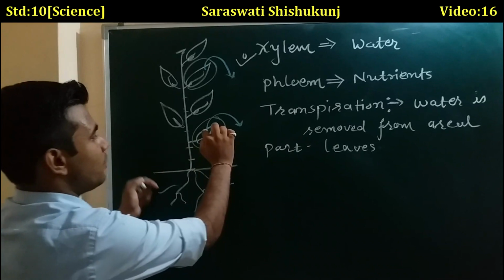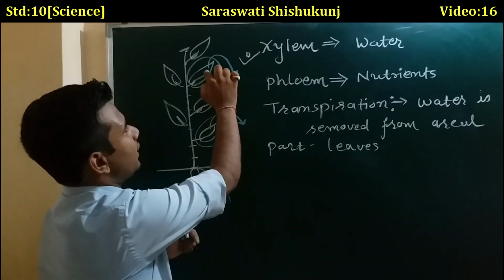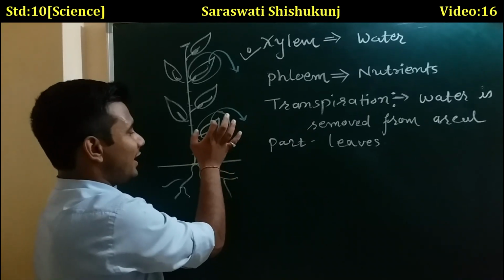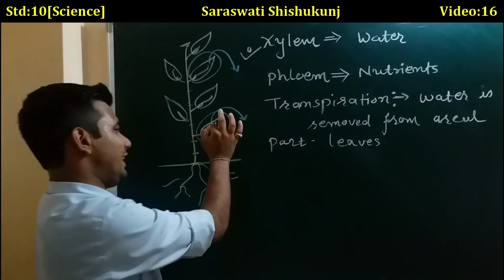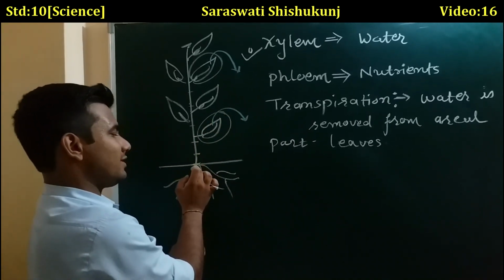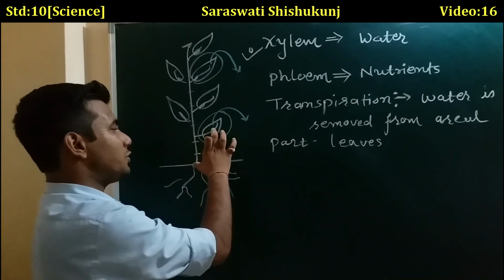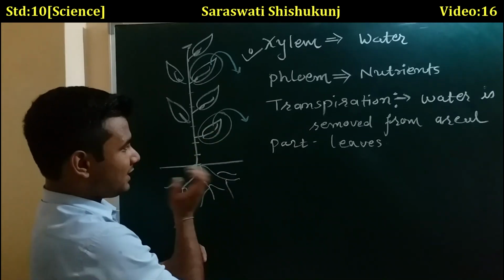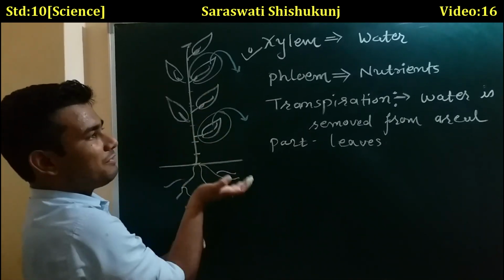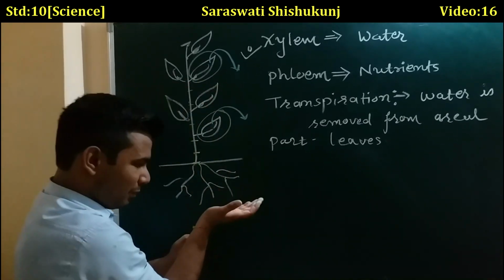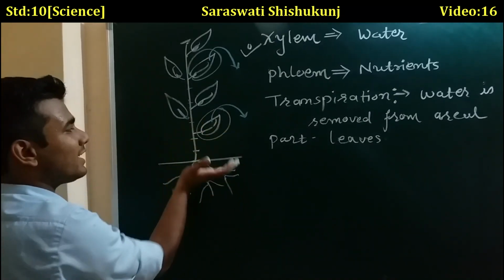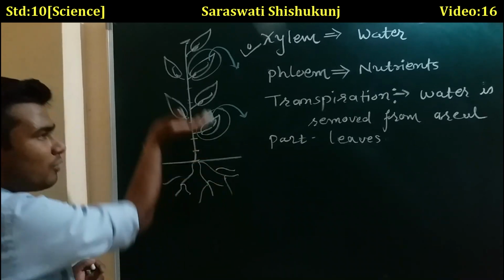So when water is removed through the stomata, from the leaves, right, the concentration of water in the leaves and the concentration of water and ions at different parts differ. Due to this concentration difference, this pressure difference, the water will get a pull in the upward direction. Diffusion is there, but due to this transpirational pull, it will move in the upward direction.